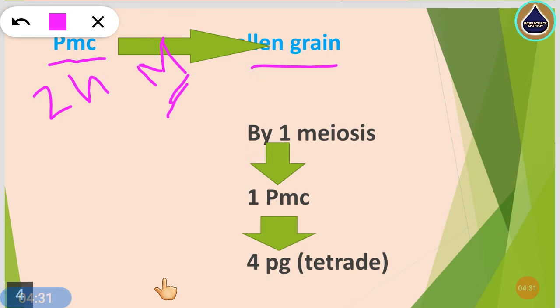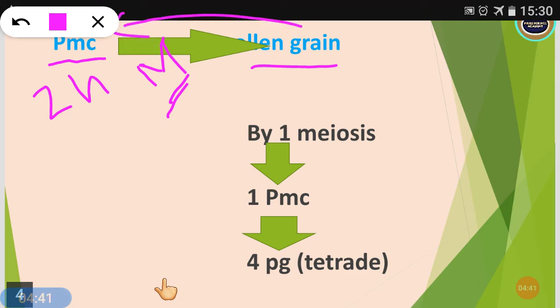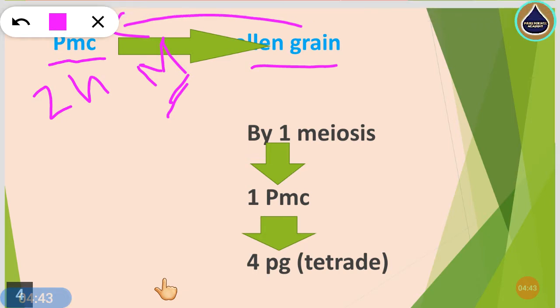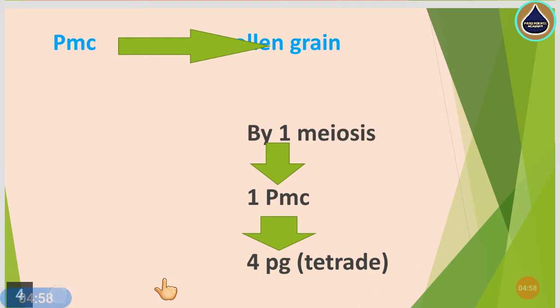So I hope you are understanding what a pollen grain is, and that male gametes are formed in the pollen grain. These pollen grains are formed by the pollen mother cell, by the process of meiosis, which is a reduction cell division. Now we'll see the calculation of this pollen mother cell.